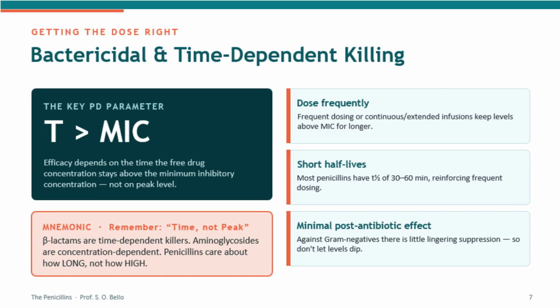The practical consequences flow directly from that. First, we dose frequently, and increasingly we use extended or even continuous infusions to keep concentrations above MIC for as much of the dosing interval as possible. Second, most penicillins have very short half-lives, around 30 to 60 minutes, which is exactly why we give them several times a day. Third, against gram-negative organisms, there's little post-antibiotic effect, so if levels dip, the bacteria can start regrowing.